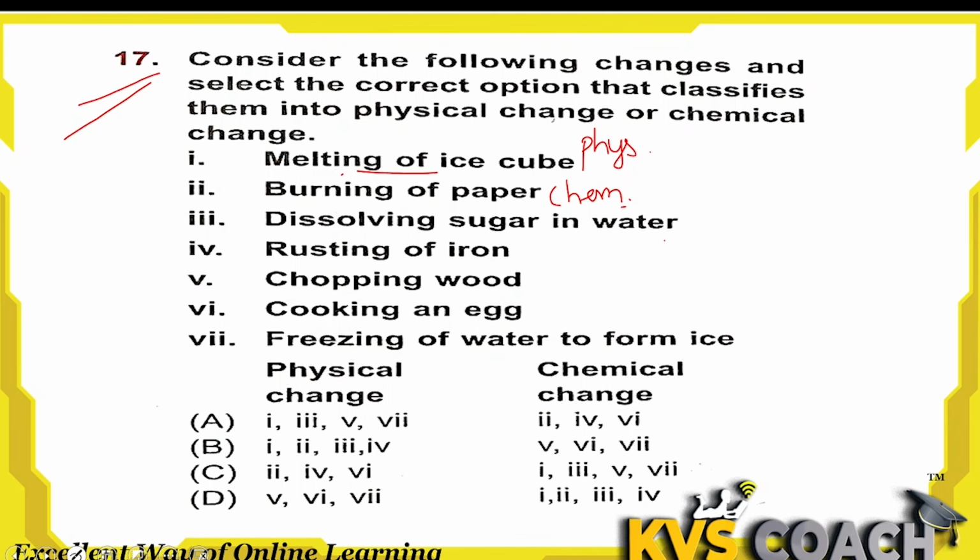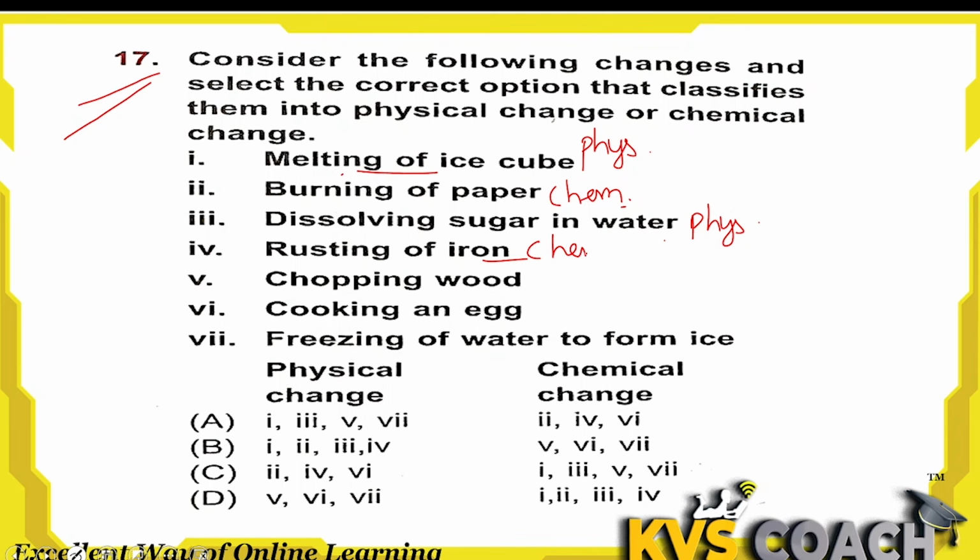Dissolving sugar in water is a physical change. When we dissolve sugar in water, then after heating, we can again make it sugar. So this is just a physical change. The chemical composition does not change. Water gets vaporized and we can get sugar again. Rusting of iron is a chemical change.